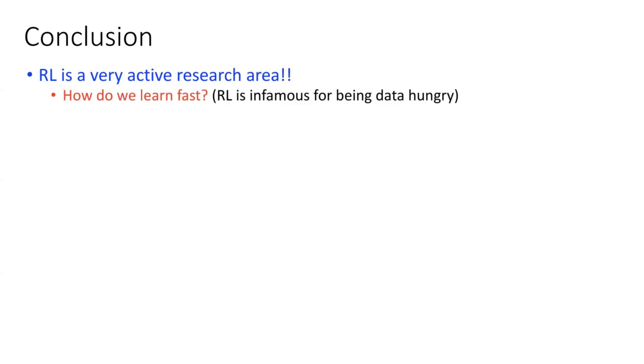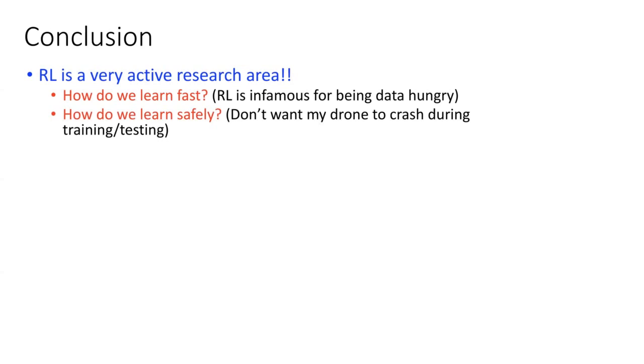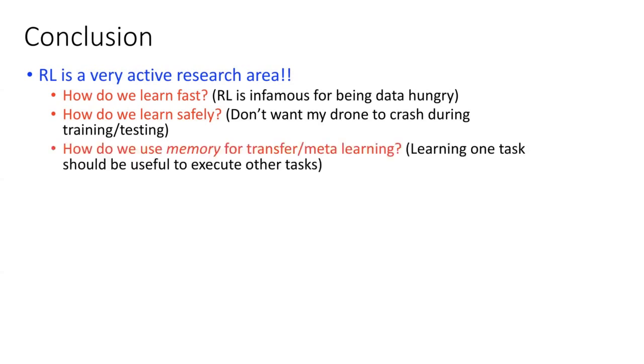Let me give you some qualitative questions. One hot area in RL, which you didn't ask me about during the break: RL is infamous for being data hungry. So how do you make RL fast is a very active area of research. How do you learn safely is another important problem. This is not something that you face in supervised learning, for example. You don't want your drone to crash during training or testing. So you want to learn safely.